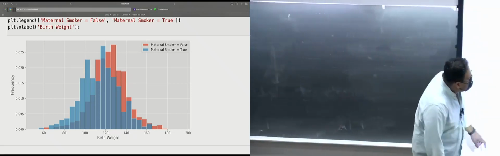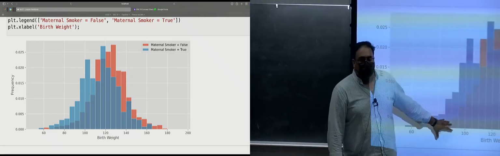There are only two distributions. This purple that you're seeing is a combination of red and blue. Yeah, good question.